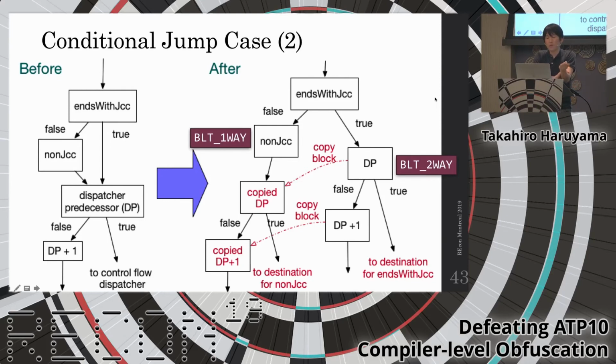In conditional jump case 2, the dispatcher predecessor and non-JCC have different block types, so we can't append the code to the non-JCC tail. Instead, copy the basic block. About the false case block, the false case block number should be the conditional block number plus 1. So this block should be copied as well.